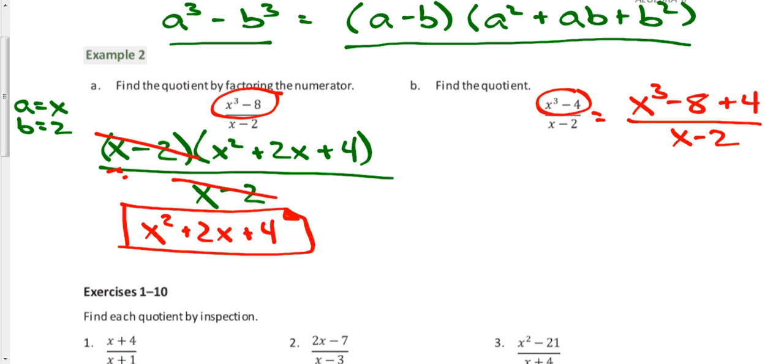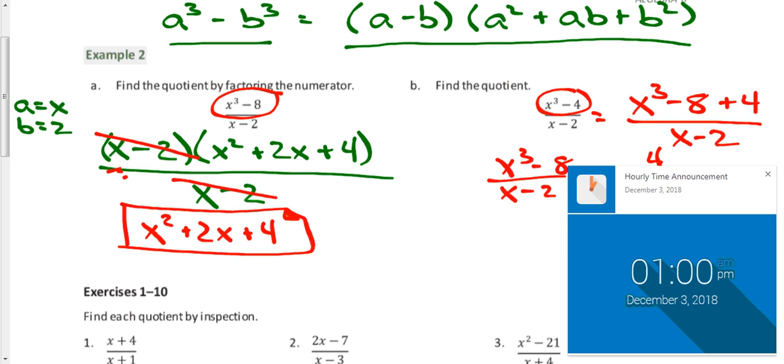So now, what we're going to do is break this up into two separate fractions. This x cubed minus 8 all over x minus 2, plus 4 over x minus 2.